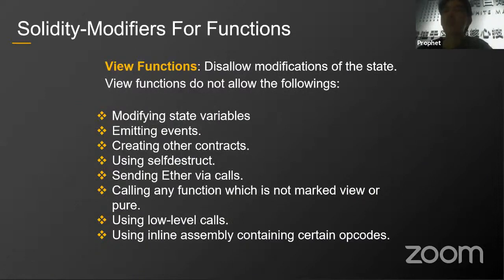Okay, the second is the view function. The view function is for when you want to return or you want some output that you can read, you can use the view function. Because if you use a view function, you will see the feedback in the Remix window on the website. And the view function still disallows the modification of the state. Like I just said, it can't change the state variable status. And there are still some limitations of the view function. Like you can't modify state variables, you can't emit events or create other contracts.